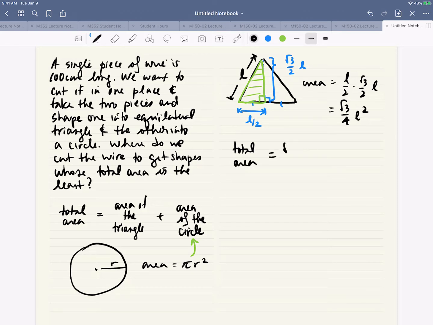This tells me my total area function that I'm going to minimize looks like this. The problem, of course, here is that I've got two variables. This is a Calculus 1 class. We know how to optimize functions of one variable. Well, I need to rewrite one of these variables in terms of the other variable. And that's where I'm going to use this constraint that we're working with a single piece of wire.